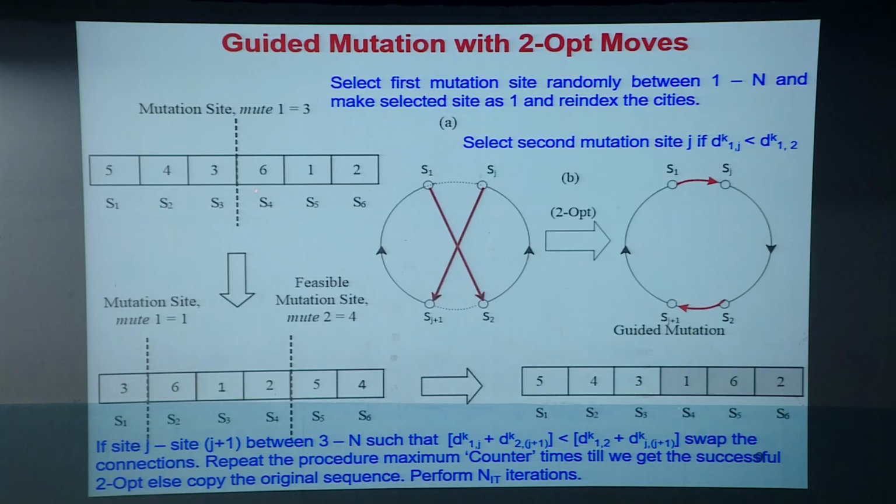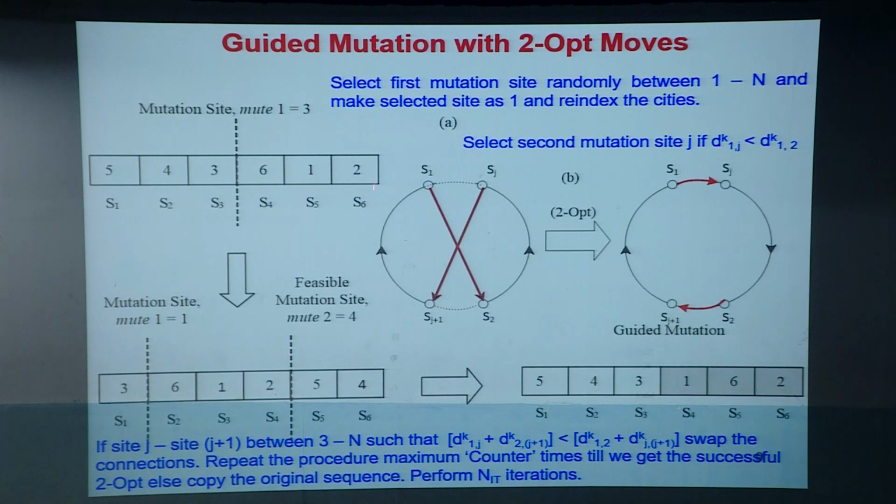So this mutation site is converted to 1. Remember, this entire tour is cyclic, so I can change the index. There is no problem in that. If we change the index and make this particular index as 1, then we are breaking the connection between site 1 and site 2. So site 1 and site 2, this connection we wanted to break, isn't it?